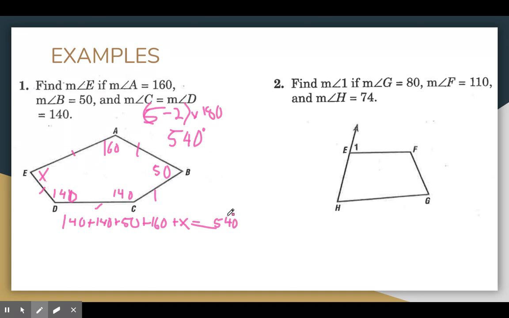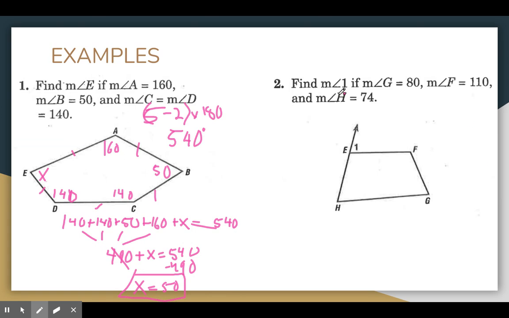And again, if we use the calculator, 140 plus 140 plus 50 plus 160, all of those combined give you 490. So 490 plus x is equal to 540. And then if you subtract 490 from both sides, that'll cancel out, and you end up with x is equal to 540 minus 490, which gives you 50. So we know that that angle is going to end up being 50 degrees.